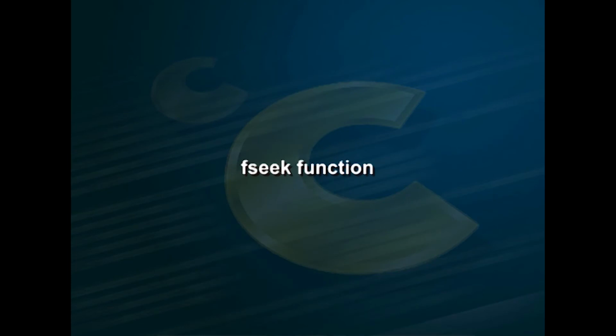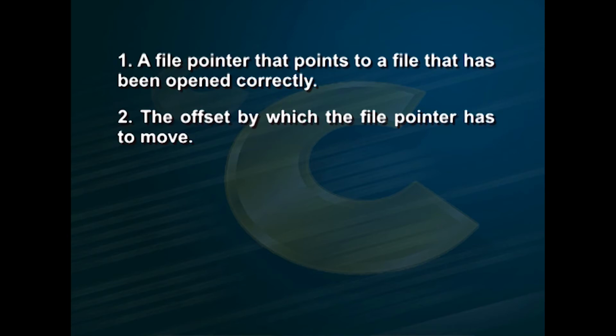The function used to enable direct access is the fseek function. This function positions the file pointer to the byte specified. Three arguments are used by the fseek function. They are: 1. A file pointer that points to a file that has been opened correctly. 2. The offset by which the file pointer has to move.